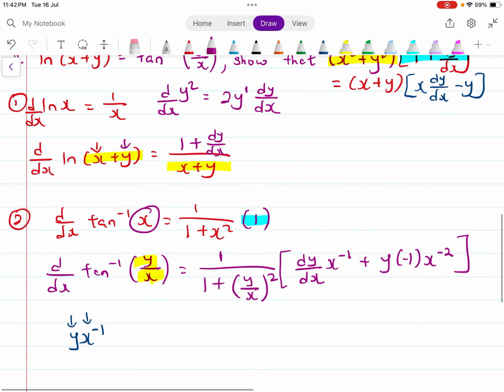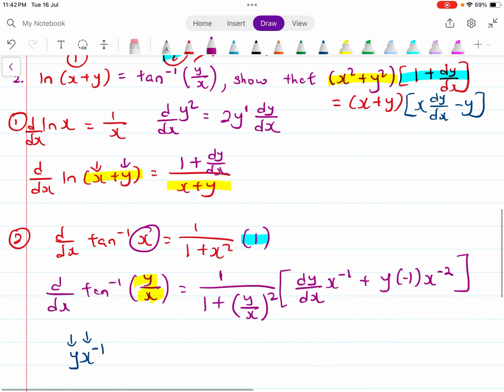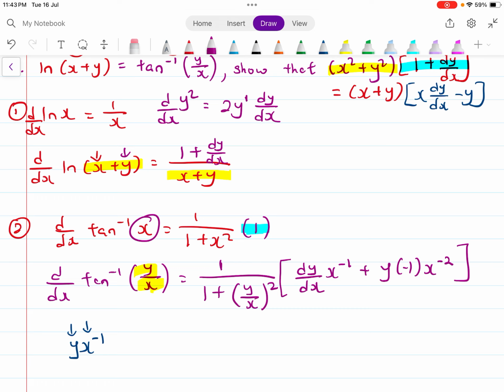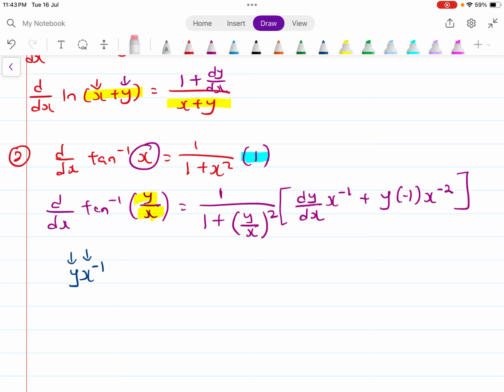Okay, so now what we are required, of course you can see the form is already more or less there, so what we need to do is to make it nicer or simplify. Okay, so I erase this first.